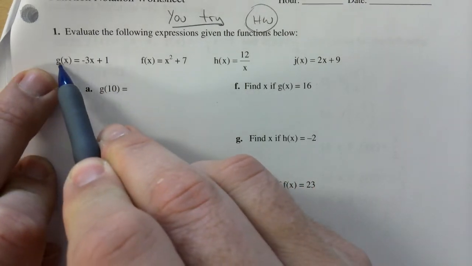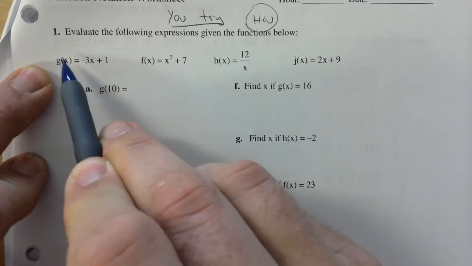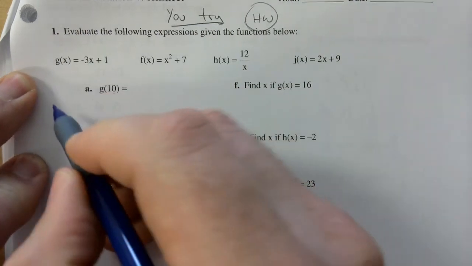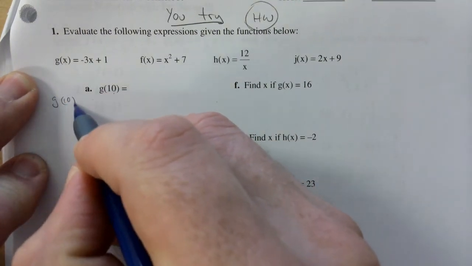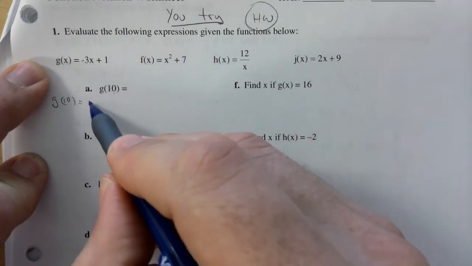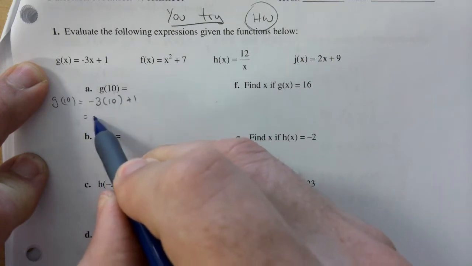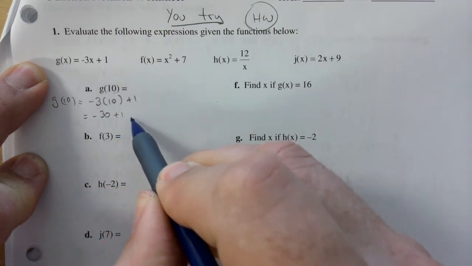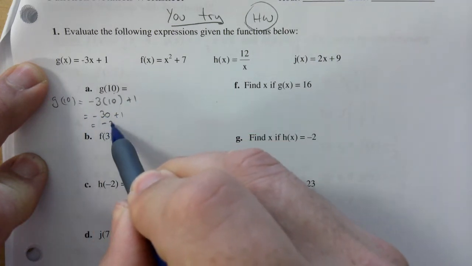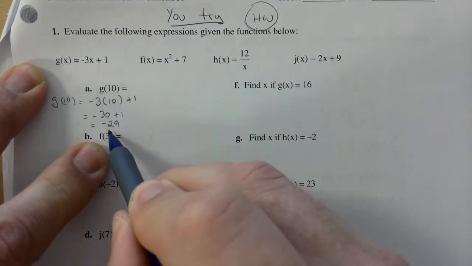We're talking about this function here. So you're plugging in 10 for x. So g of 10 here would be -3 times 10 plus 1. That is -30 plus 1, which ends up being -29. Okay.